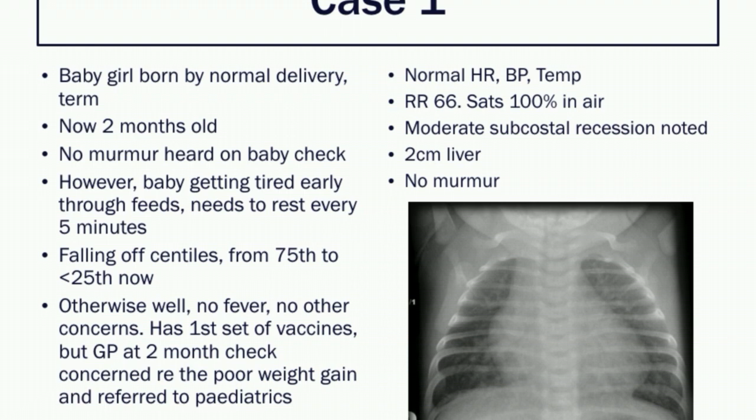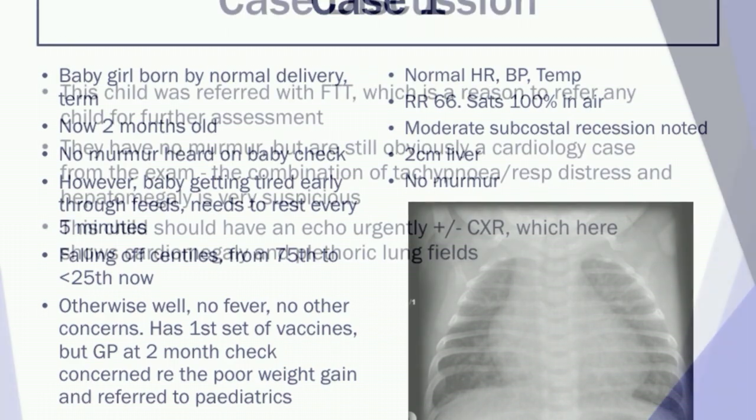When you review them, they've got normal obs apart from their resp rate, which is raised at 66. You notice some moderate subcostal recession and a 2-centimetre liver, no murmur. So what do you think is going on here? Take a second to pause before we move on to the next slide.